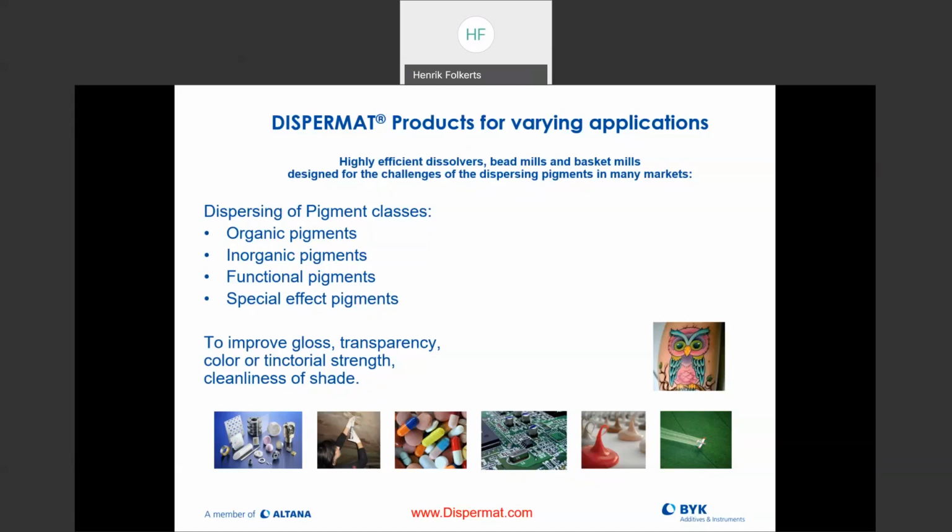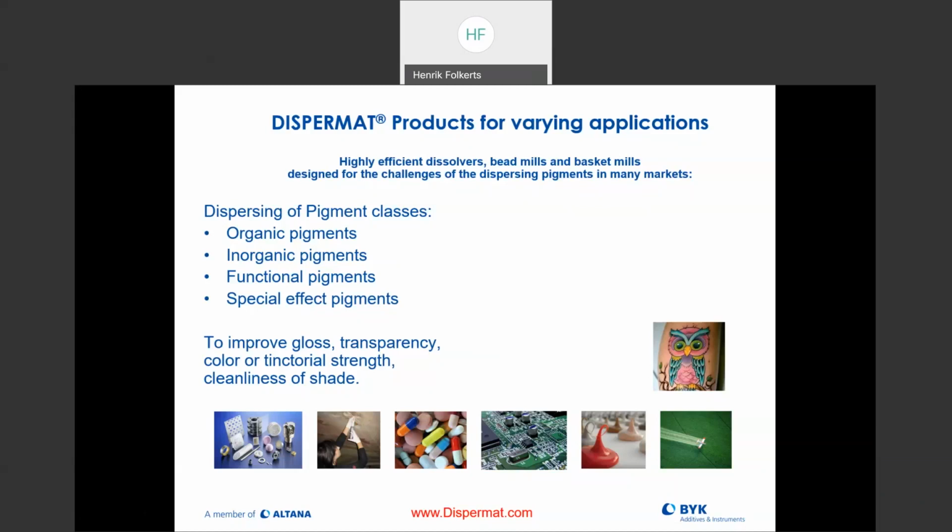Appreciate it. So anyways, we're going to look at the dispersion process, and then what's very important there is the types of pigments that we're working with. So we have the organic pigments, the inorganics, the functional pigments, and then obviously the special effect pigments play a role there as well.